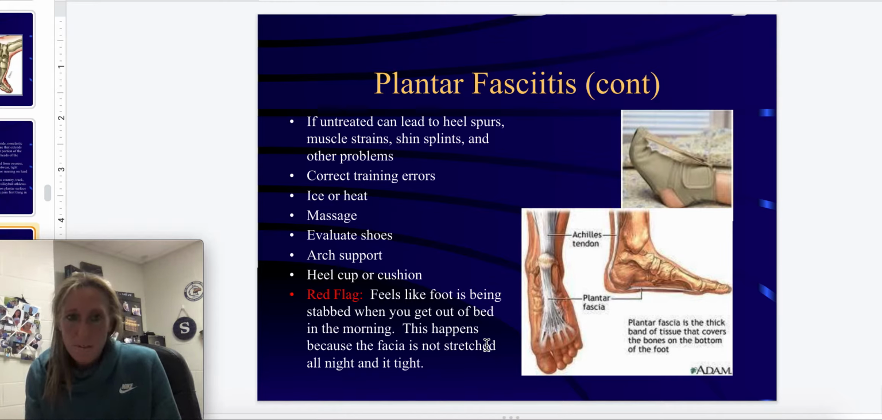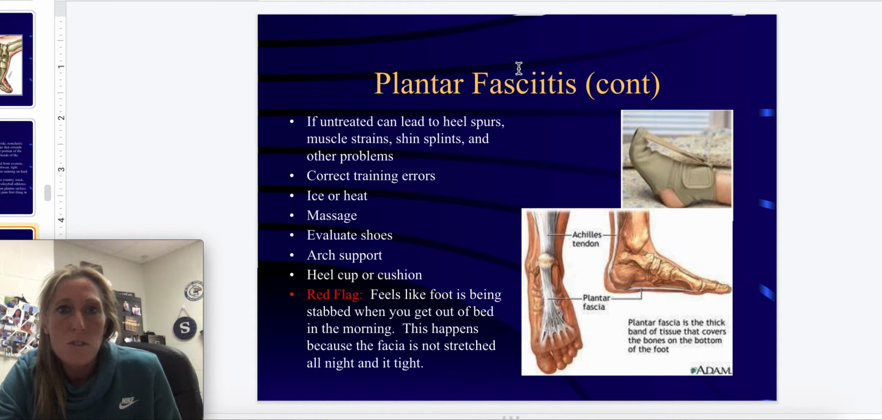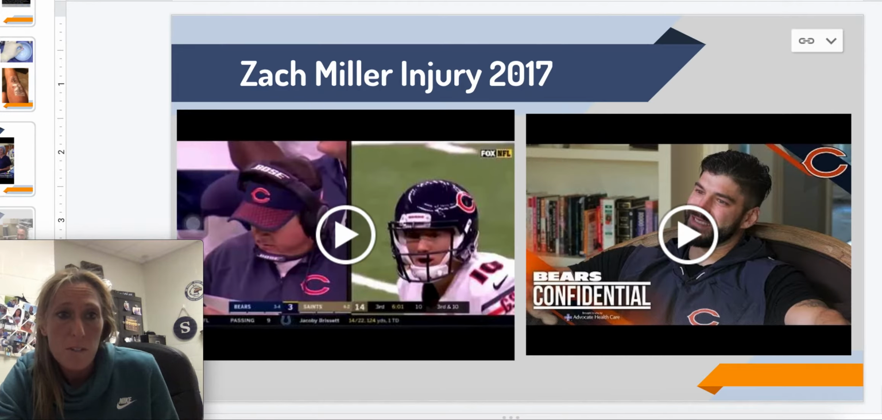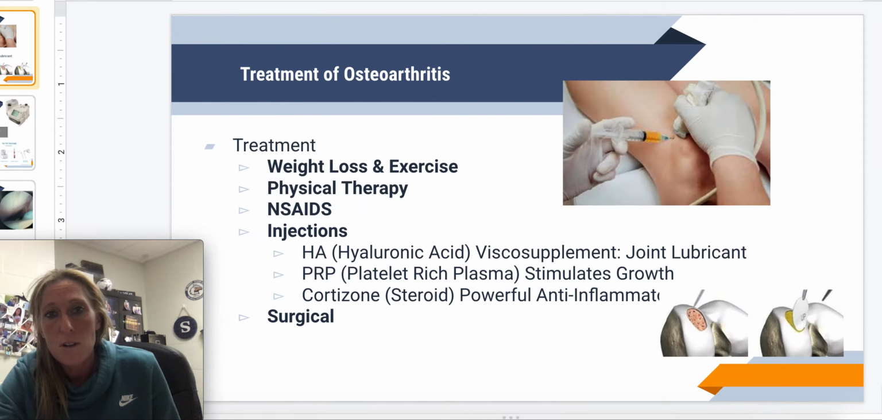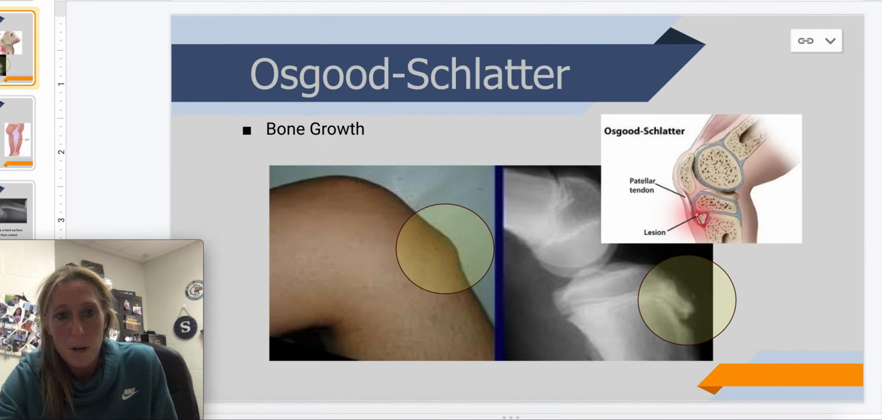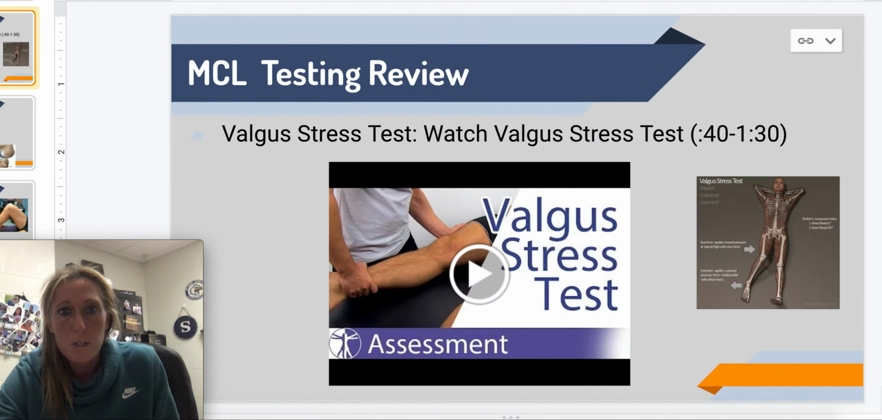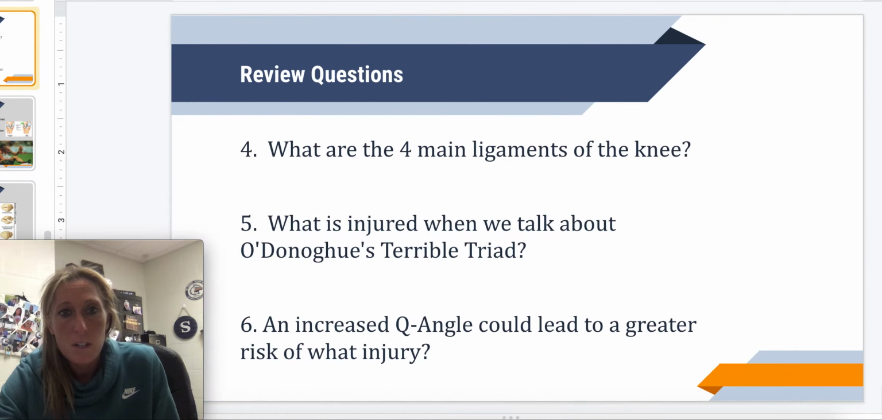Bone-to-bone ACL graft options. We talked about graft options. We talked about autografts and allografts. Autografts are grafts that they take from your own body. And one of the options was patellar tendon autograft.